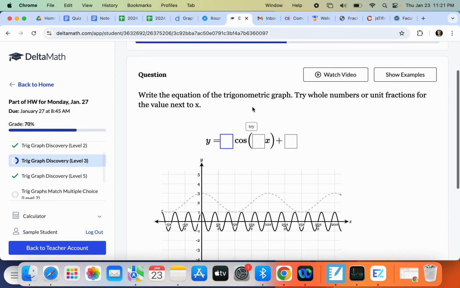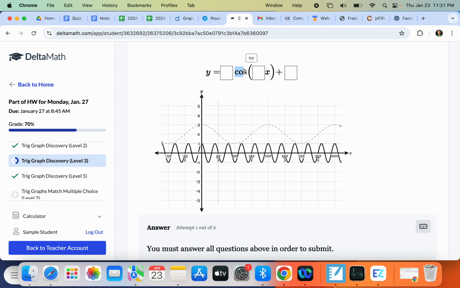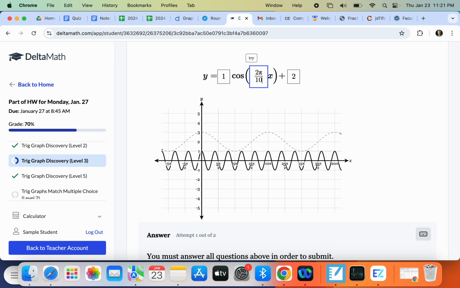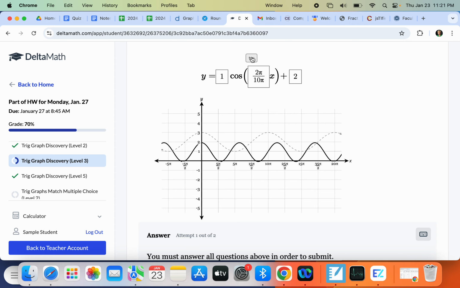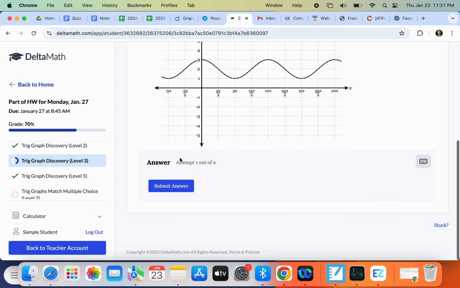So once again, look at the period. This one's a cosine graph. We right now don't have any phase shift we're worrying about. This one looks like it's been moved up 2 and going up and down 1. And the period looks like, again, with no phase shift, it goes from 0 to 10 pi. So I can say 2 pi over 10 pi. You'd be better to say 1 over 5, but you can say that. And it doesn't look flipped over, so we can give it a try and then submit.